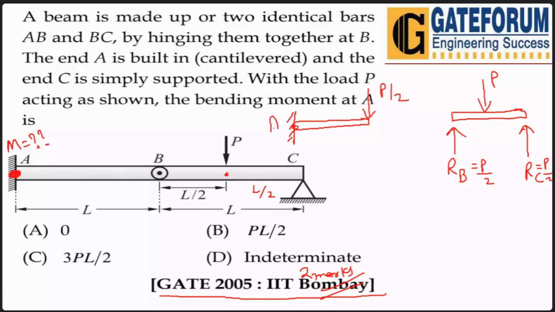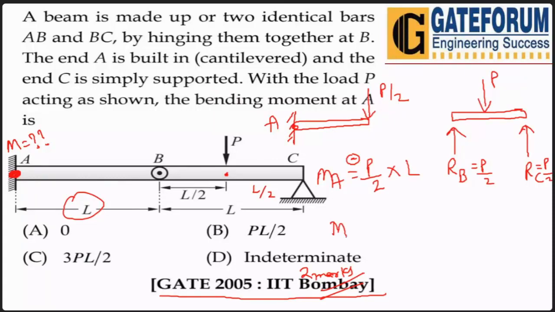So what about point A? The moment about A will be nothing but P by 2 multiplied by the length L. Actually there is a minus sign here. But we need to get the value of the bending moment, and in the options there is no minus sign, which means we need only the magnitude.